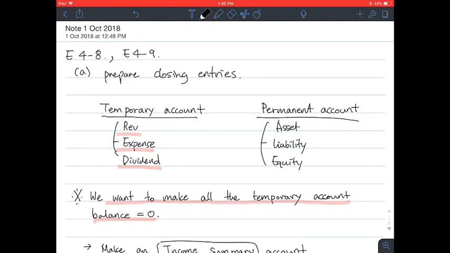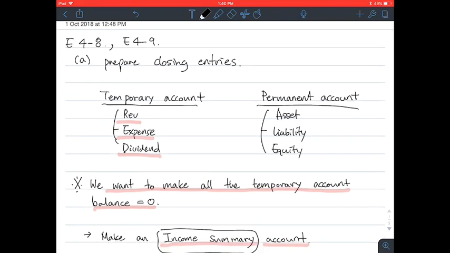So in this video, we're going to go over exercise problems 4-8 and 4-9. Before we move on, I want to briefly introduce temporary accounts and permanent accounts. Permanent accounts are basically all the financial statement items such as assets, liabilities, and equity. And temporary accounts are revenue, expenses, and dividends.